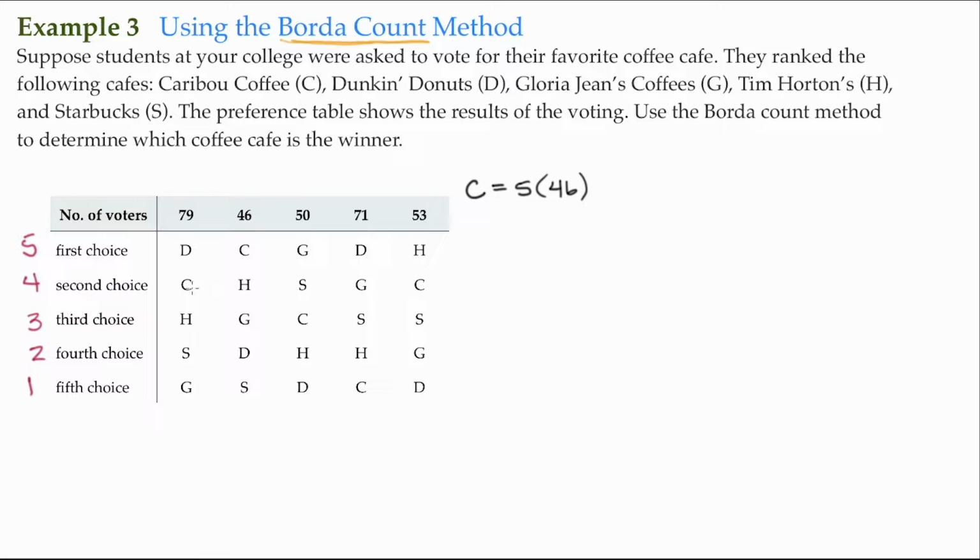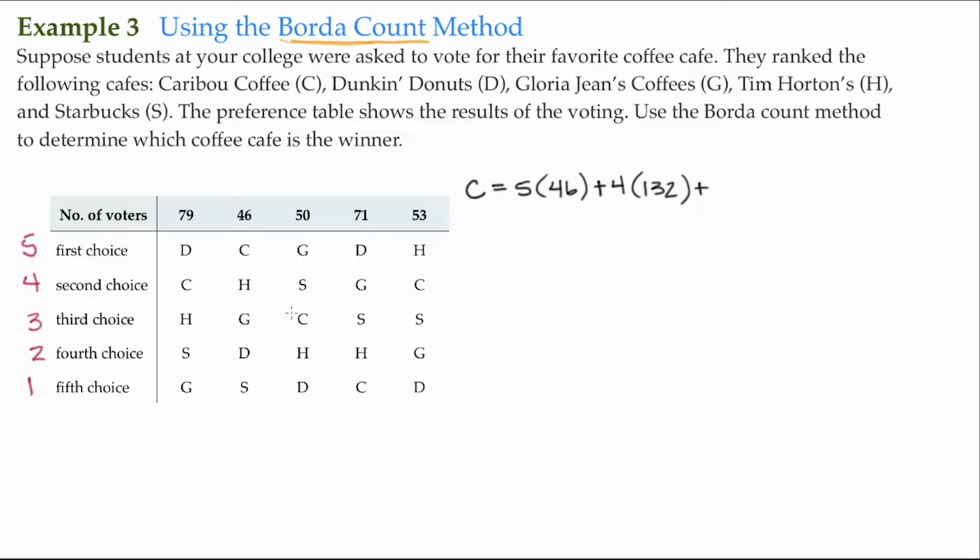So we can see here, Caribou Coffee got 79. But right here, they also got 53. So I'm just going to tally these two together. 79 plus 53, that's 132. And then they get 4 points for each of those. So I'm going to say 4 times 132. And I go through each one of the rankings here.